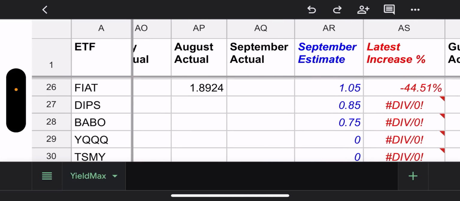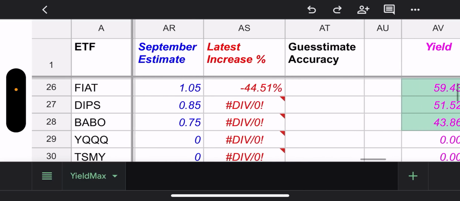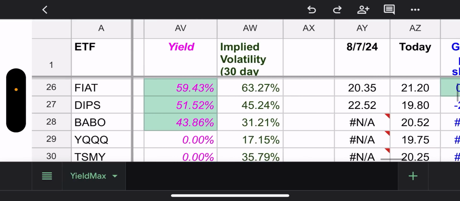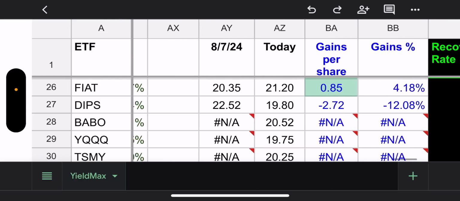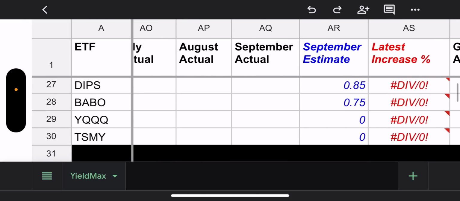Fiat, obviously this is the crypto short, whatever. They paid a massive $1.89 last month. I'm going to give them $1.05 because that's a 59% yield. Their IV is 63%. And they actually did gain 85 cents. So these short ones are really hard to predict.